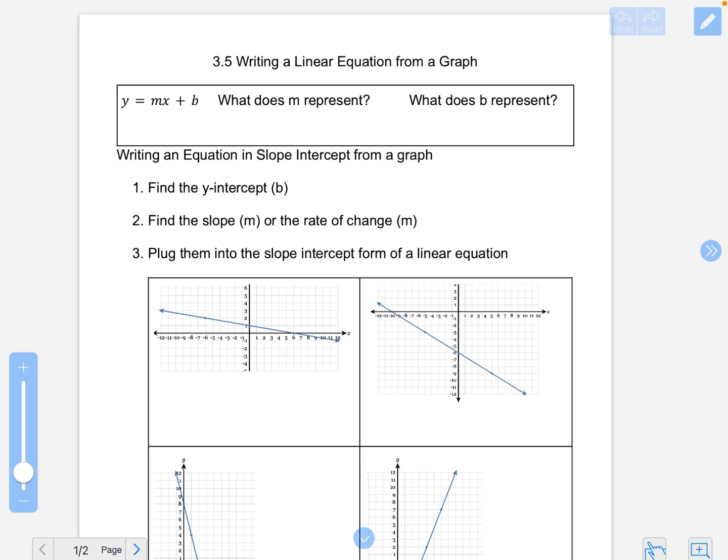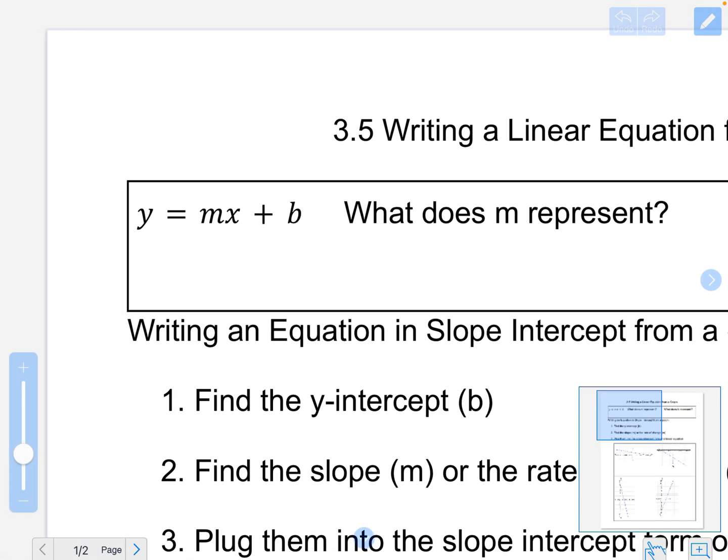And last time we took notes, we worked on graphing an equation in slope-intercept form. Today, we're going to work on the opposite. If they give us a line, can we write an equation? So real quick, let's remind ourselves of some things about slope-intercept form.